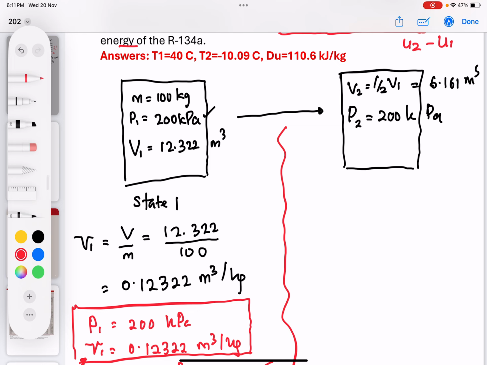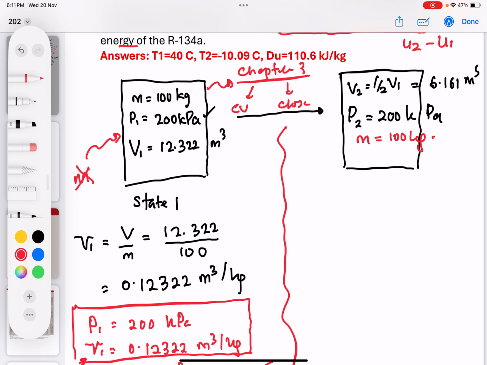Now I have to solve for state number 2. For state number 2, I have the volume, and the mass is going to be the same as state 1. Why? Because this is a closed system. In chapter 3, as I said before, we learn about the control volume and also the closed system. And obviously for the piston cylinder here, there won't be any mass flowing into or out of the system.